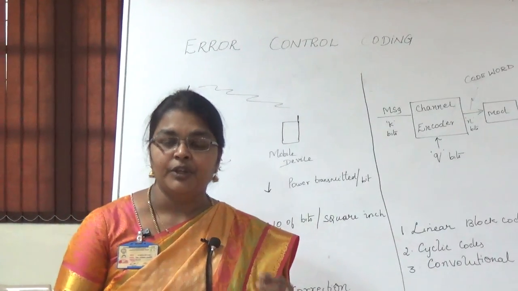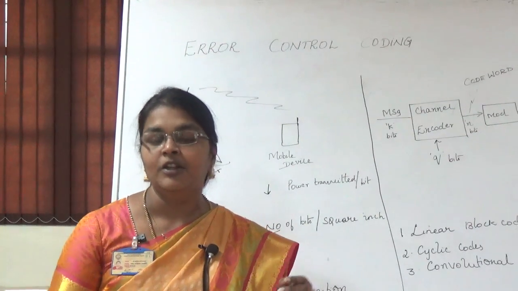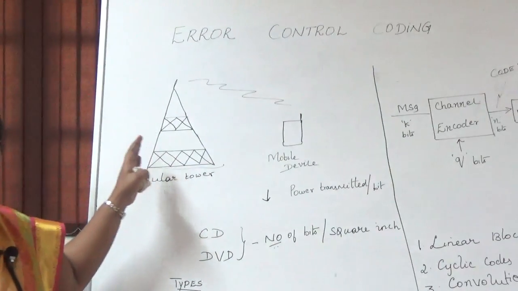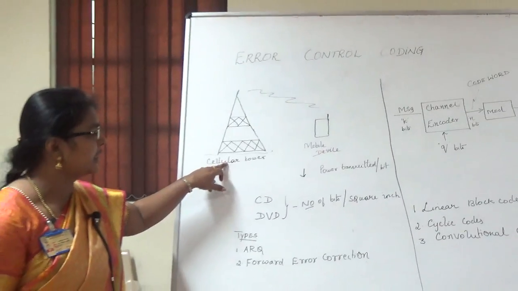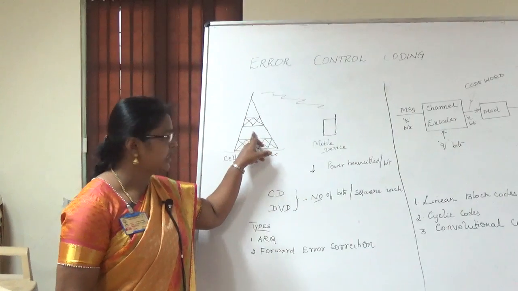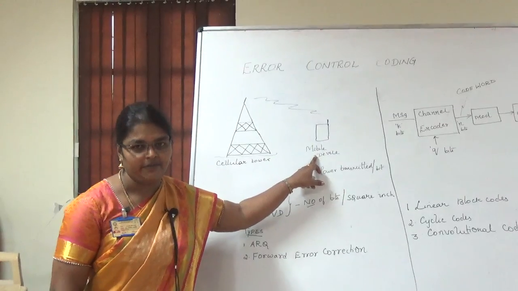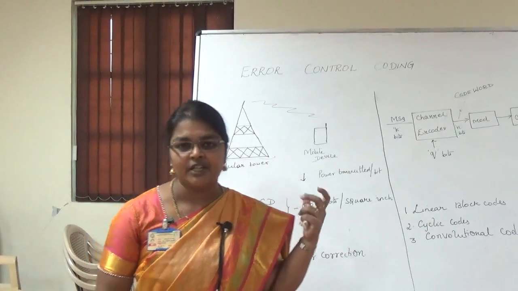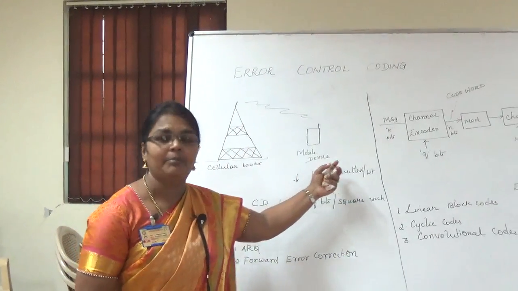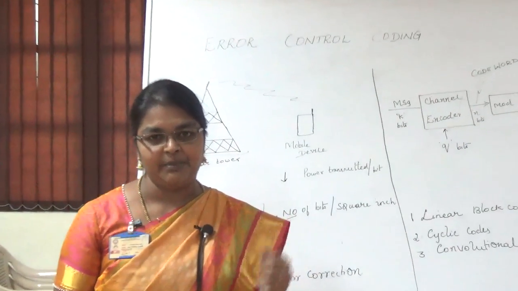So we know very well in digital communication, we are just going to transmit the digital signal from the transmitter to the receiver. I'm considering a simple digital communication system wherein I'm considering the cellular tower as well as a mobile device. The digital signal will be transmitted from the cellular tower to the mobile device. In designing such a system, my prime concern should be to minimize the power transmitted per bit.